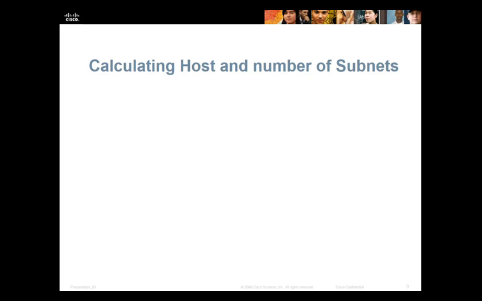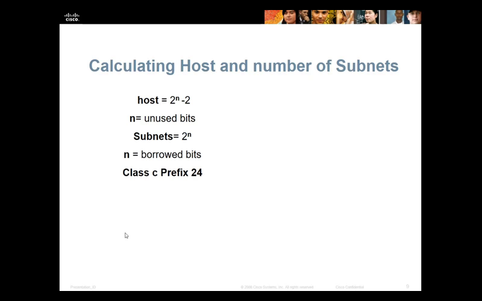There's a formula for calculating the number of hosts, and the formula is this: 2 raised to power n minus 2. This is the formula that is used to calculate the number of hosts, where n represents the number of unused bits. To calculate the number of subnets, you have 2 raised to power n, where n represents the number of borrowed bits. Now we'll be working with a Class C IP address, and a Class C IP address has a prefix of 24 because, remember, 3 of the octets are turned on while 1 is turned off. Alright?